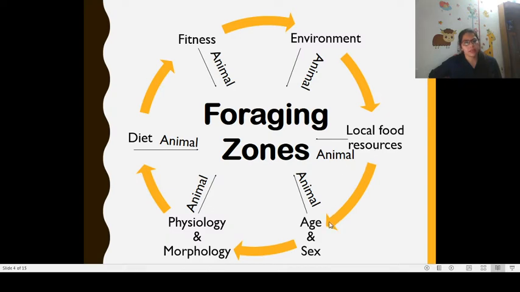Animals of different age and sex eat these resources, and even morphology and physiological conditions help them eat the given resources available, which makes up their dietary composition that ultimately governs the fitness of the animal.